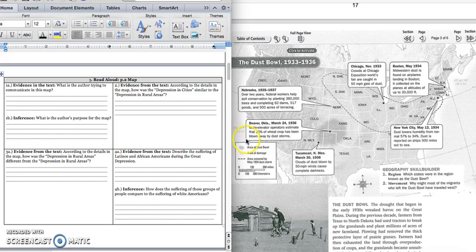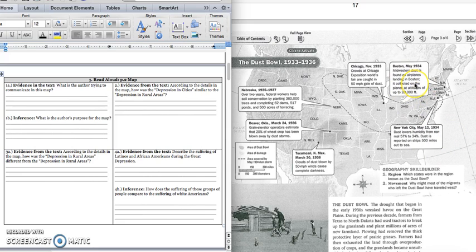Okay, then go down here. Beaver, Oklahoma. Oklahoma is also a rural state, so put an R out beside it. Go down here to Tucumcari, New Mexico. That's also a rural area, put an R. All right, over here, New York City. That's a city, put a C.